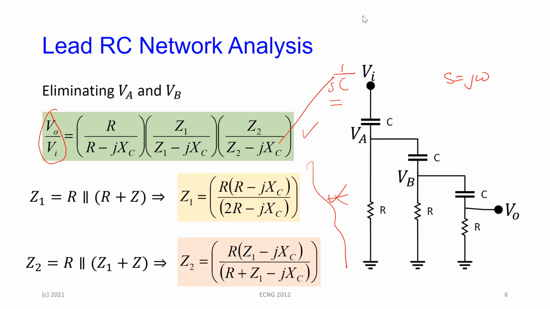All right. What's the reason why we're eliminating VA and VB?